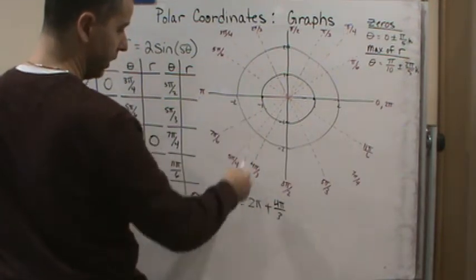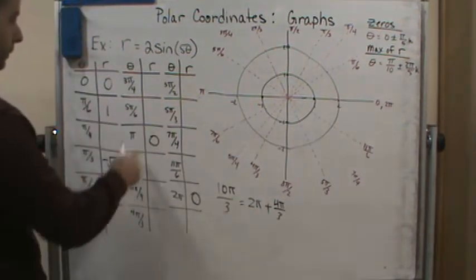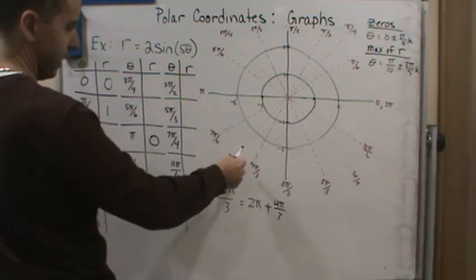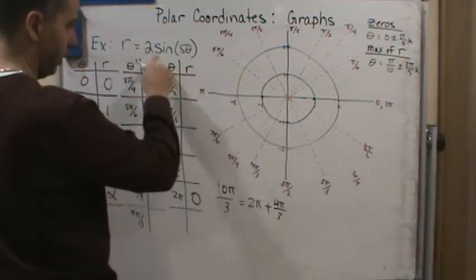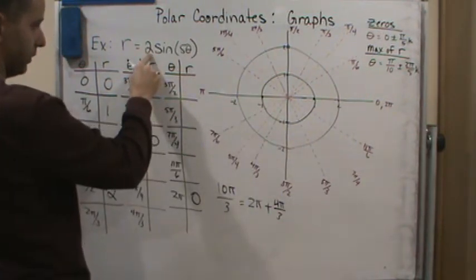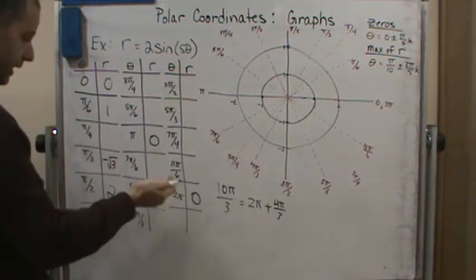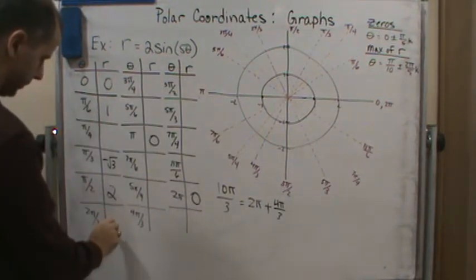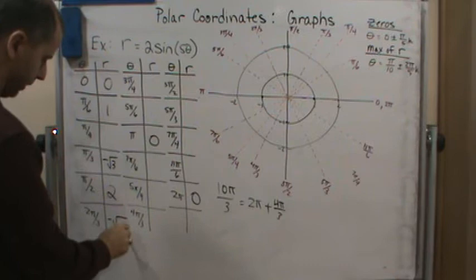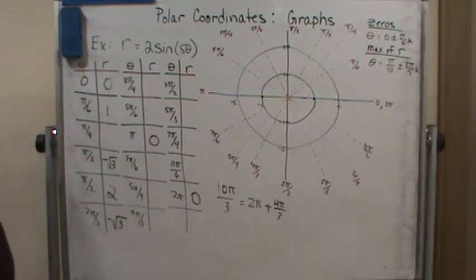So that gives us another negative square root of 3 because again, the reference triangle is going to give us square root of 3 over 2, which is going to cancel with this 2, which is going to leave us negative square root of 3. So this is also going to be approximately negative 1.73. Now 5 pi over 6.